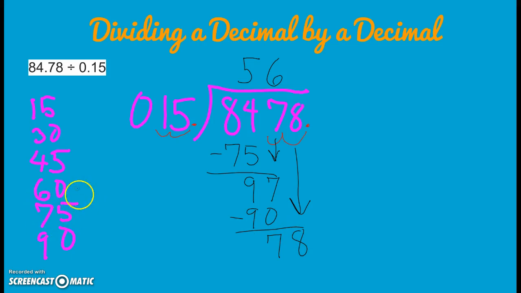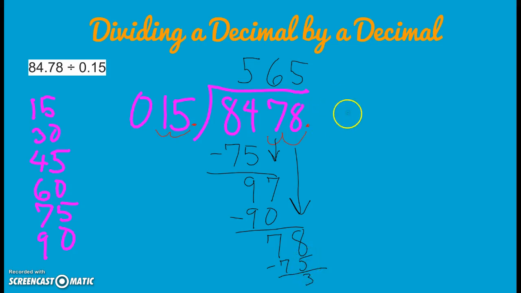All right. Luckily, I already figured this out. I know I'm going to get 5 more 15s out of 78. So I can go ahead and write that up top. 5. 5 times 15 is 1, 2, 3, 4, 5. That's my 75. And I subtract again. 78 minus 75 is going to leave me with 3.